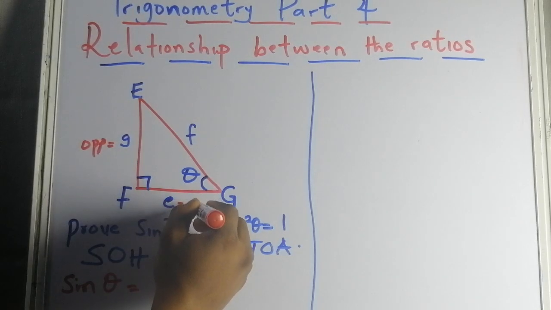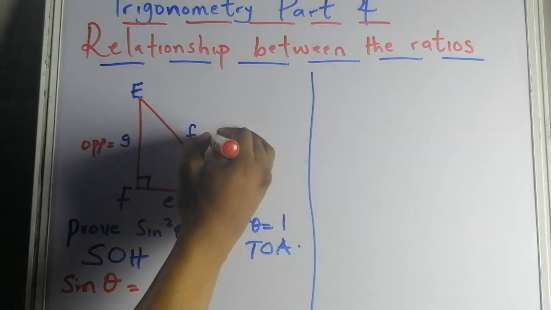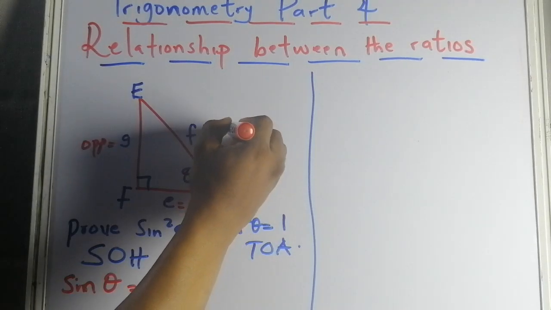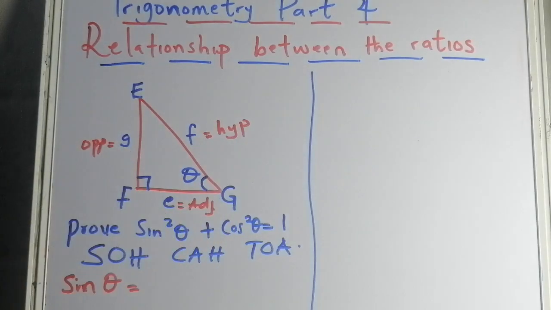The other one is what? Adjacent. While the last one, the longest, the one facing the right angle, is what? Hypotenuse. This is a right angle, 90 degrees. So from here, sine theta is equal to opposite over hypotenuse, which is G over F. That's G over F. That's equation 1.